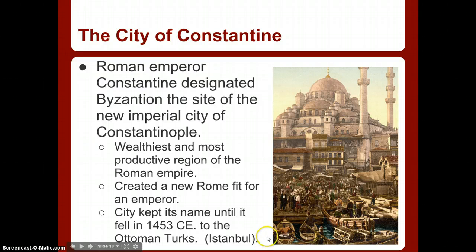This image here, and I'll show you an image in just a heartbeat, is one of the most beautiful churches that has ever existed in human history, called Hagia Sophia, the Church of Holy Wisdom, and inside it's gorgeous, and I'll show you what that looks like in a moment. And the city is going to keep this name until about 1453, when Constantinople is overtaken by Ottoman Turks, who changed the name to Istanbul.